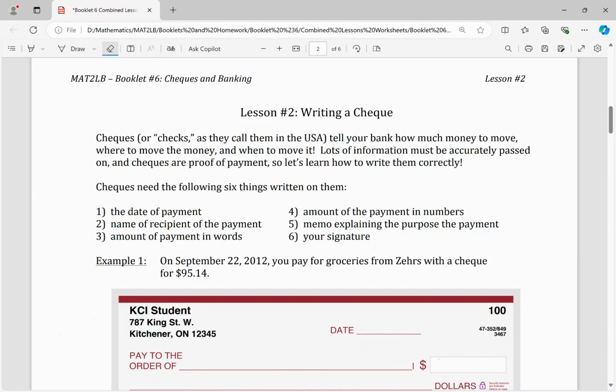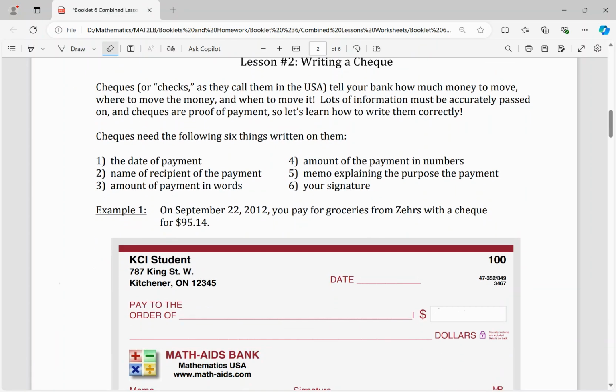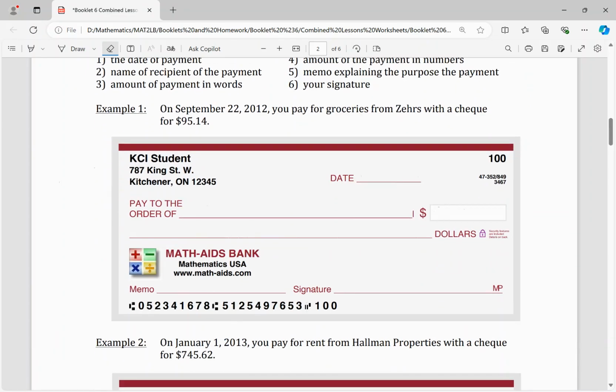All right, everyone. Today we are going to be working on lesson 2 in booklet 6, that is writing a check. Now, this is an important lesson just for your day-to-day life. You will absolutely at some point need to write a check to somebody else. And unless you fill out the check correctly, it may not cash out appropriately when that person brings it to a bank.